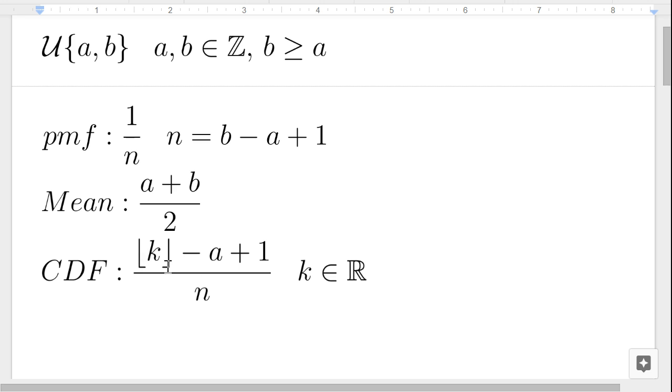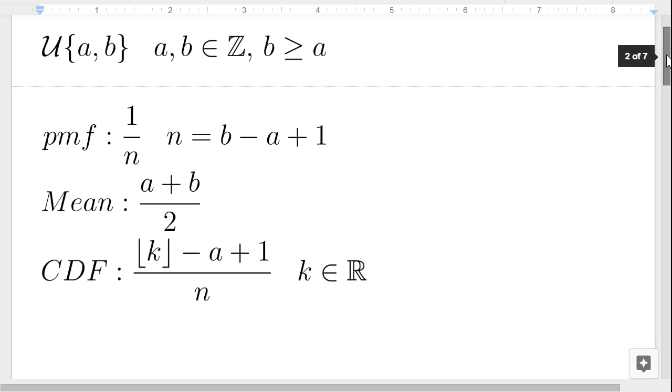So that's 5. And then over how many possibilities there are. So it's basically counting the number of numbers less than the number that you're currently at, and then, of course, dividing by how many total numbers there are. That'll give you the CDF of the uniform discrete.